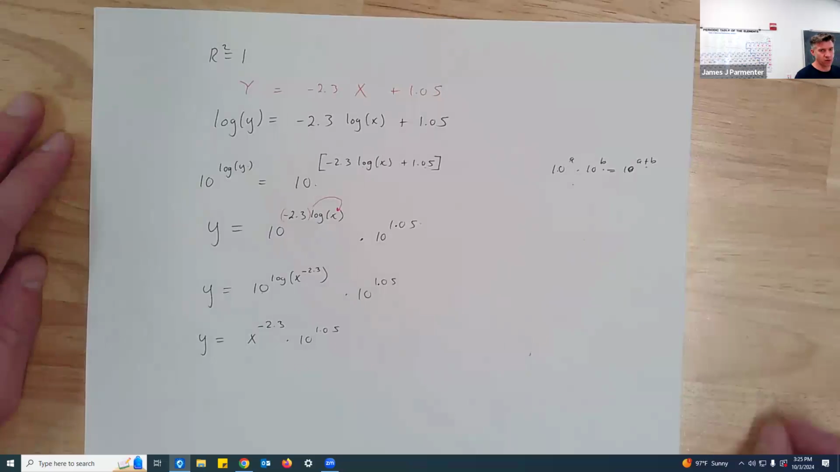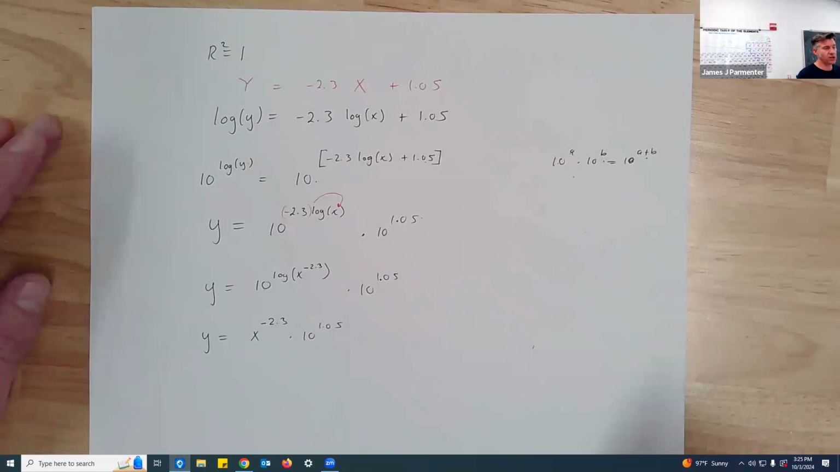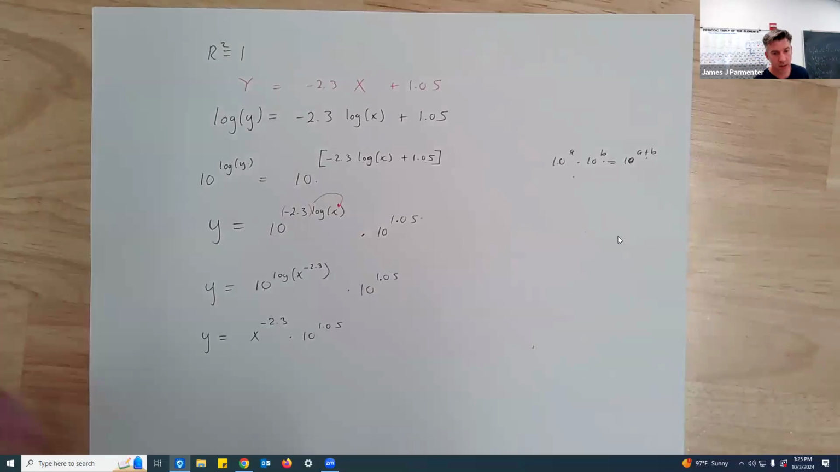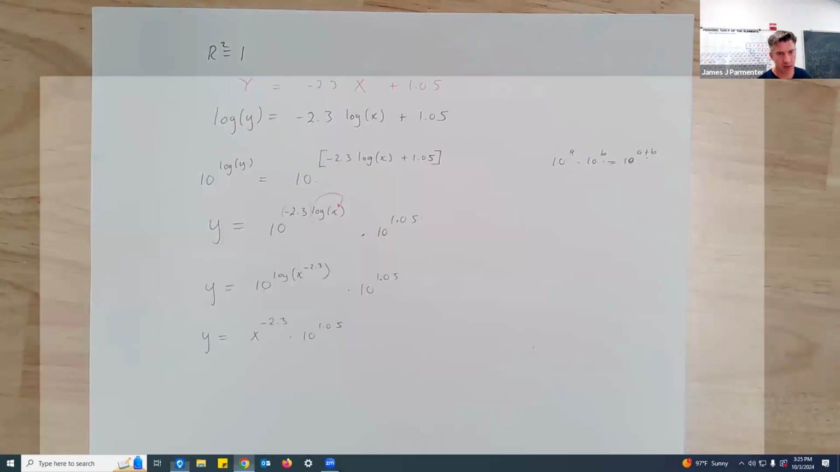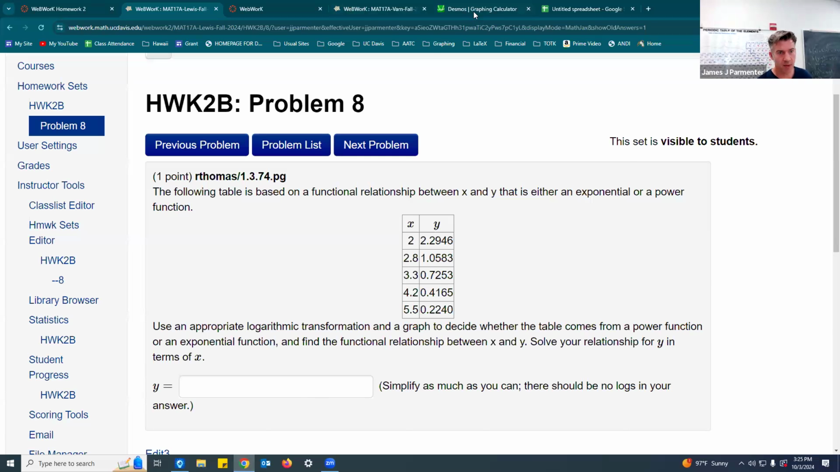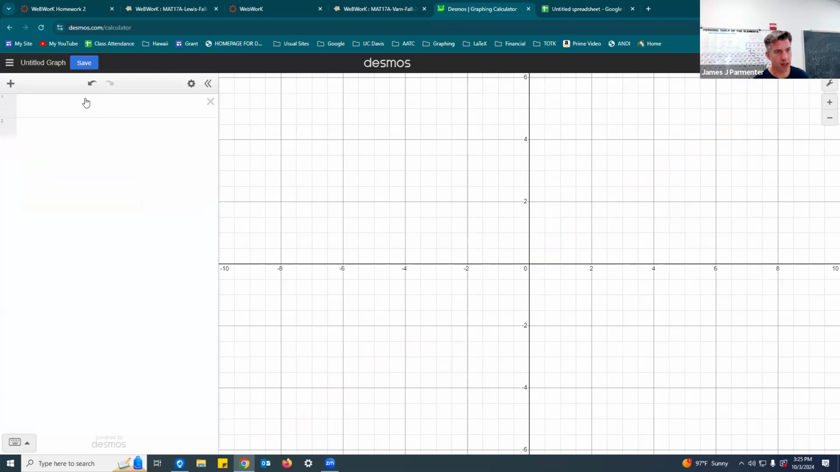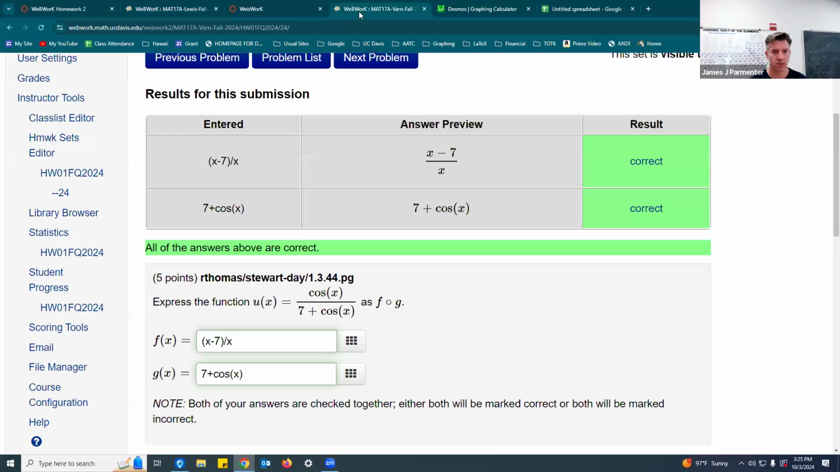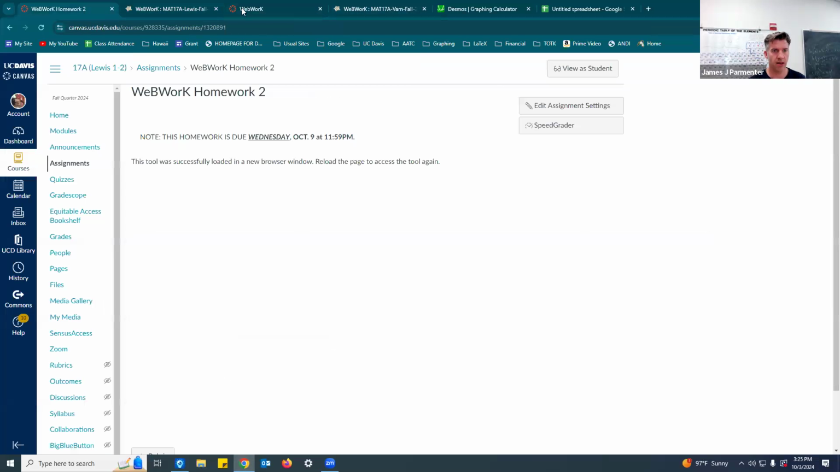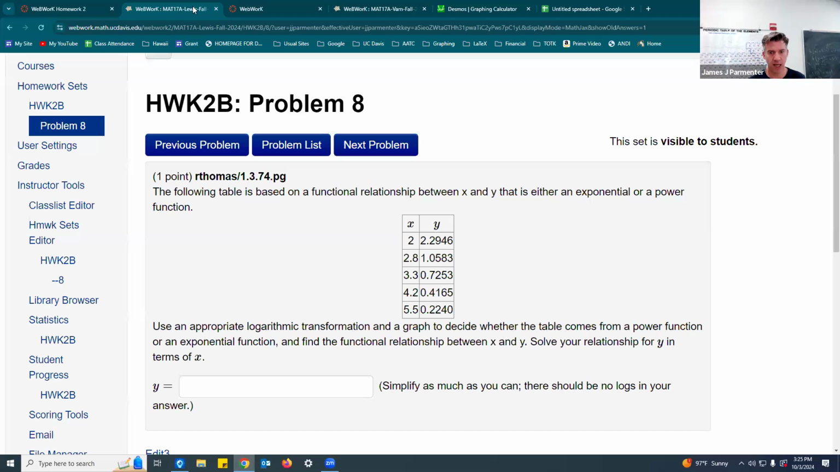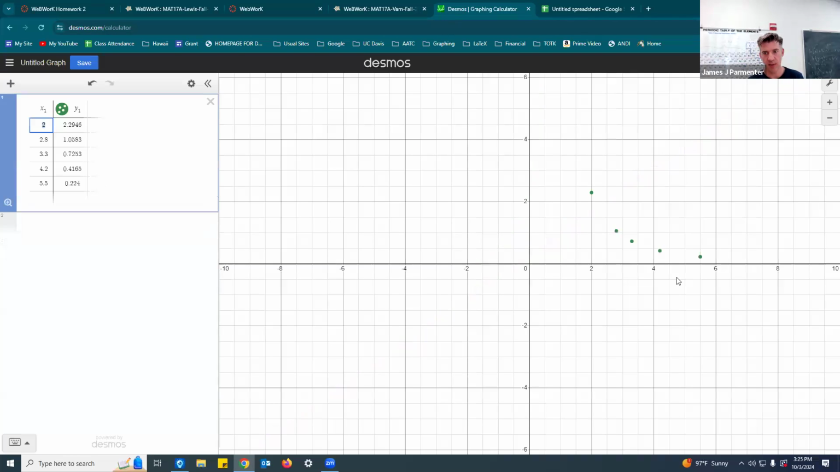Now, here's what I think is kind of cool about this. If you actually took that data, and it's easier to do in Desmos, but if you took that data and plotted it, can I just do that? Yeah, awesome. Is that the same data? Double check. Yeah, same data. Cool. So there's my points.